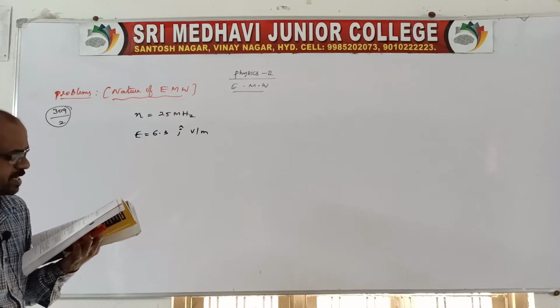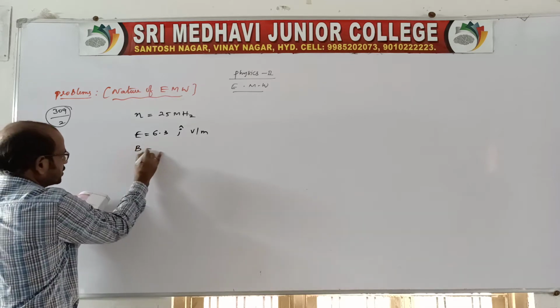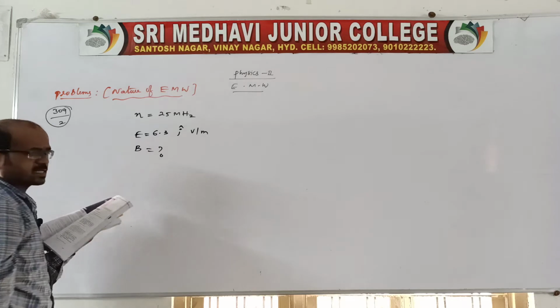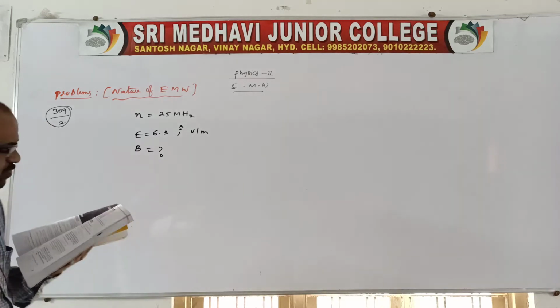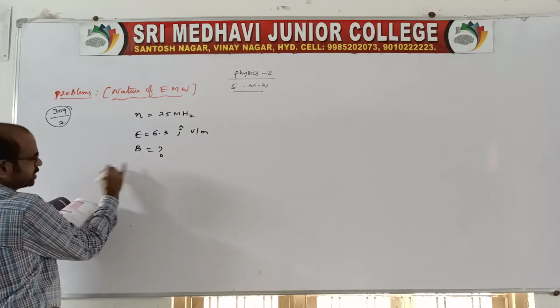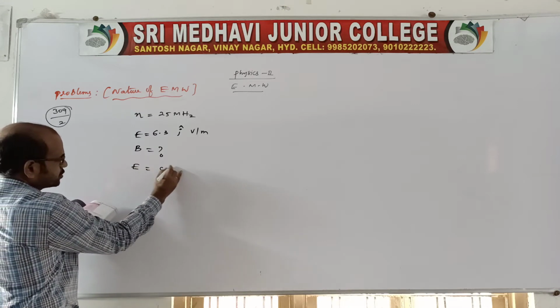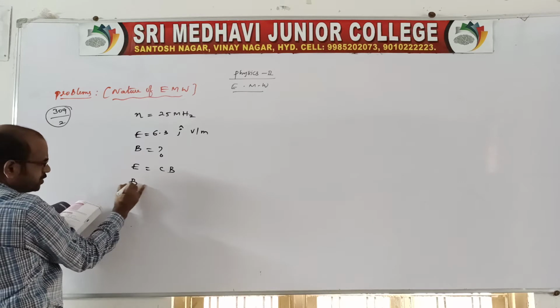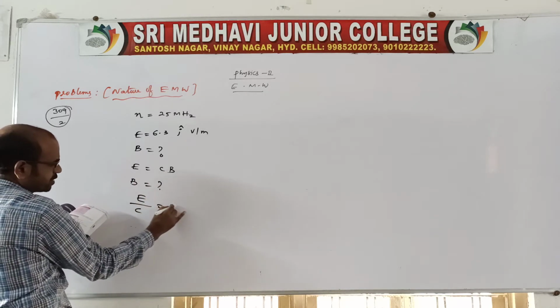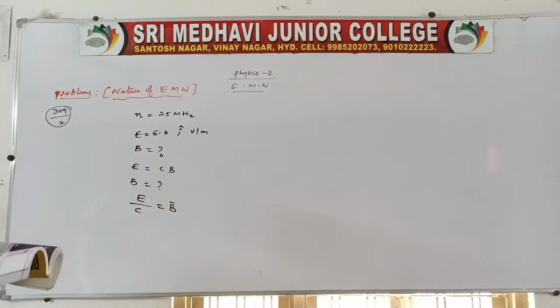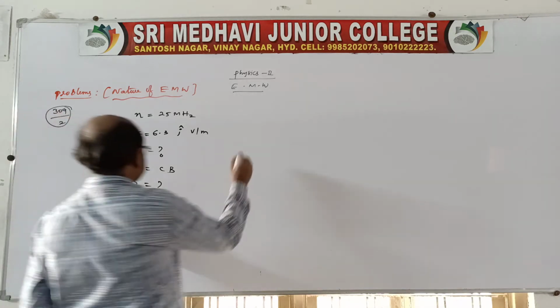What is B at the point, at the same time? We know the formula E is equal to C into B. First we need to find B, so E by C is equal to B, because we should first get B. Then we'll see what happens.